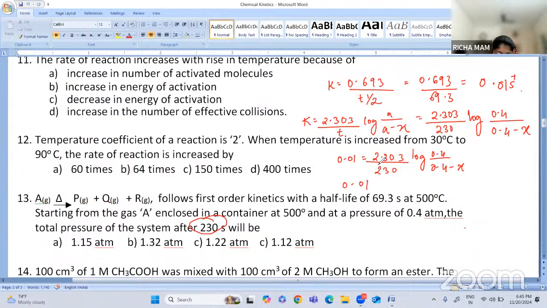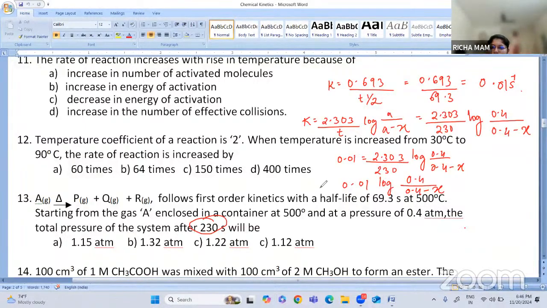So 2.303, calculate 2.303 divided by 230. It will be 0.01. Okay, so it will be 0.01 into log of 0.4 by 0.4 minus x.